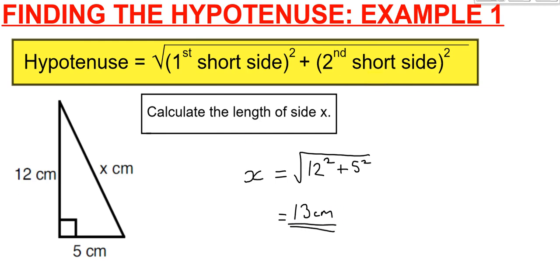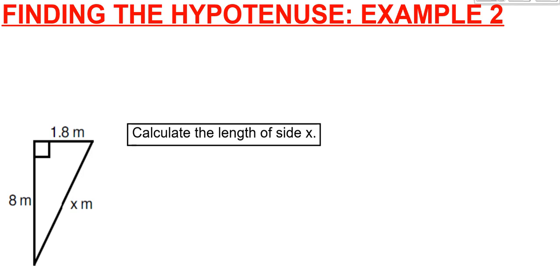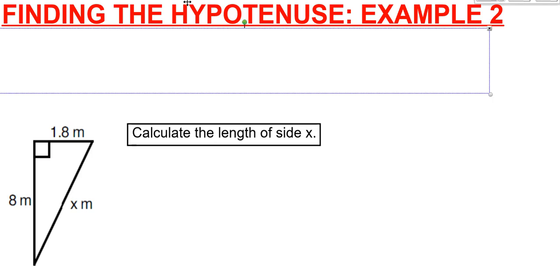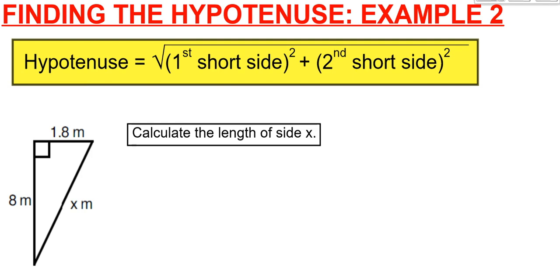Let's try one more. Calculate the length of side x. So again, x is the hypotenuse. The two sides we have here are 8 and 1.8. So in the same way, just remind ourselves of this formula. Because we're working out the longest side, that's going to be the square root of the first short side squared. Doesn't matter which one you pick first.